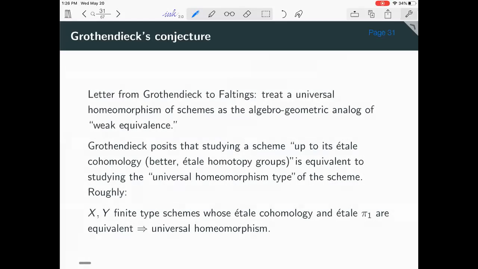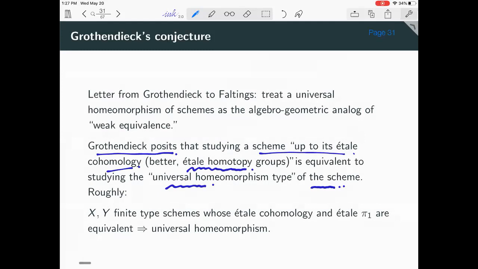Right. So Grothendieck posits the following. He says that studying a scheme up to its étale cohomology, or even better, and this is something that Peter talked about, its étale homotopy groups, which are just the homotopy groups of its étale homotopy type, is equivalent to studying the universal homeomorphism type of the scheme.